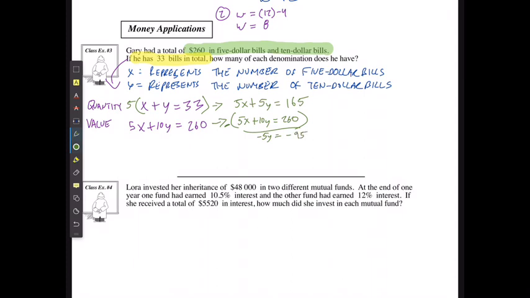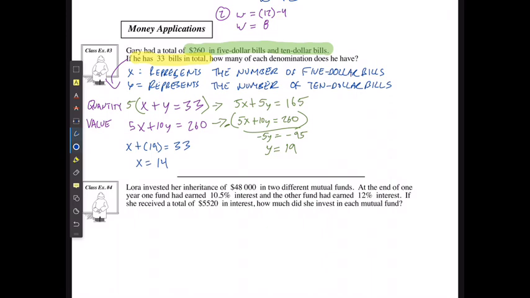When I divide both sides by negative 5, I'm going to wind up with y is equal to 19. I can put that back into my first equation and say if x plus 19 is equal to 33, then x is going to equal 14.